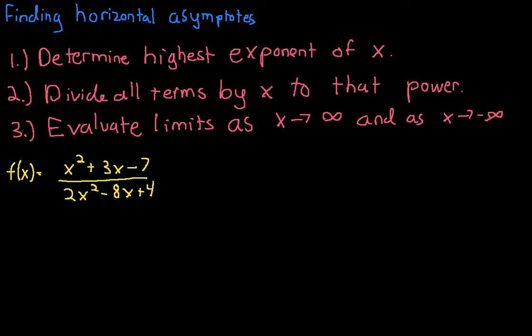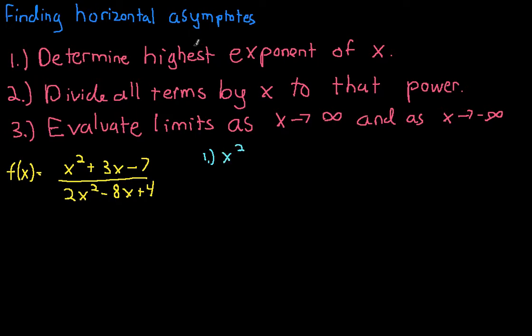Okay, so let's look at our steps. Step one is determine the highest exponent of x. In this case, I can see the highest exponent of x anywhere is squared. I do not have x cubed, I do not have x to the fourth, I do not have any higher order term, I only have x squared. So I've determined that. For step one, I'm just going to write this here as x squared.